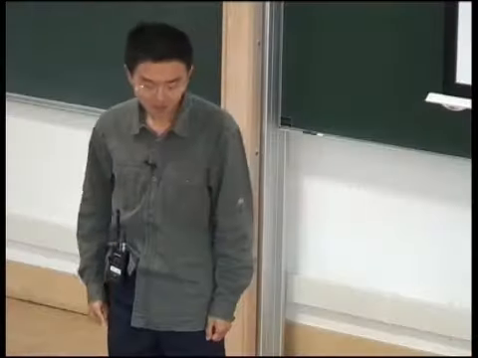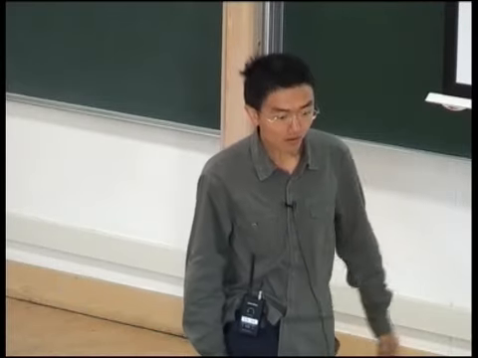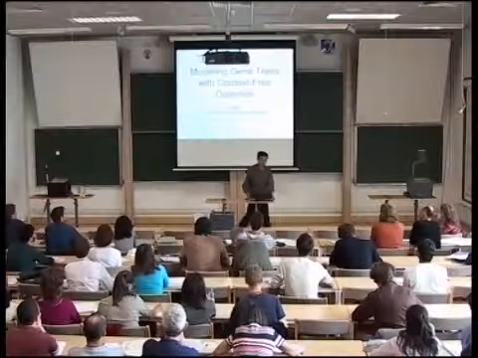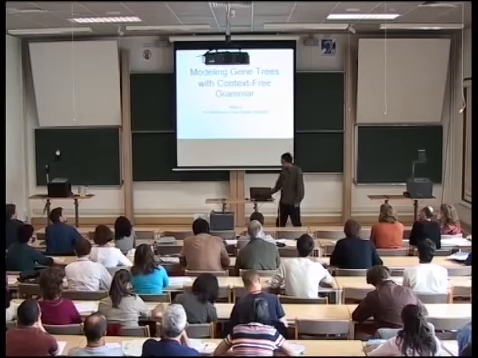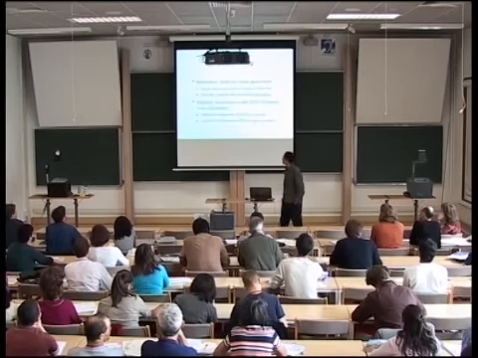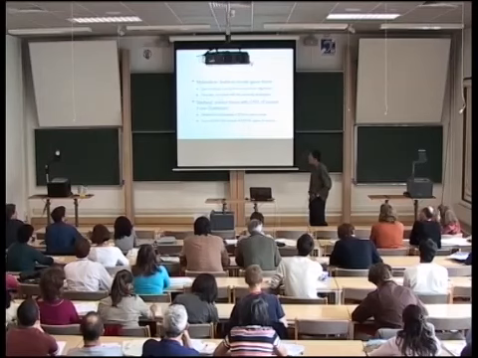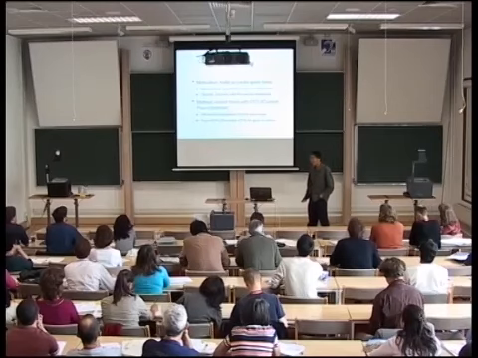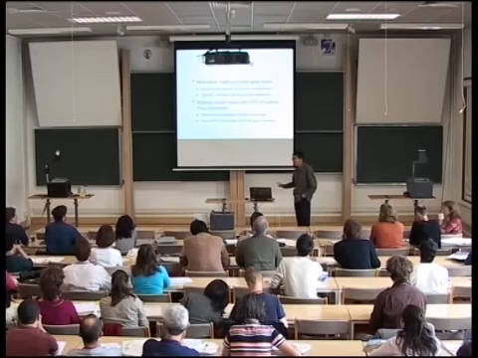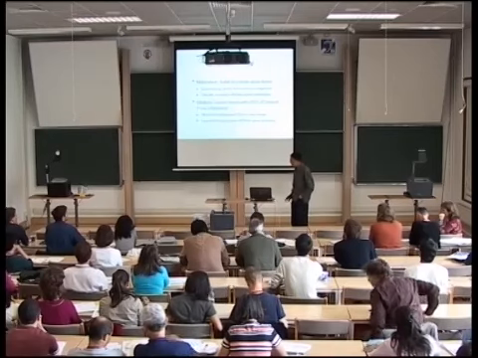Thanks. Thank you. My name is Heng Li from the Wellcome Sanger Institute, and I'm going to talk about modeling gene trees with context-free grammar. The motivation of this study is to increase the accuracy of tree building for gene trees. The conventional method for building gene trees is purely from multiple sequence alignment, and I'm going to show how to combine this with the species phylogeny. This idea is not new, but the method I'm going to use is kind of new.